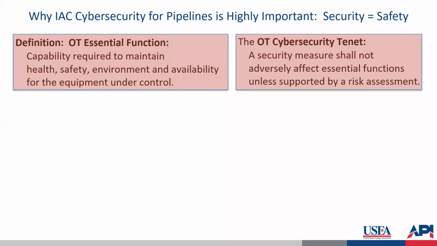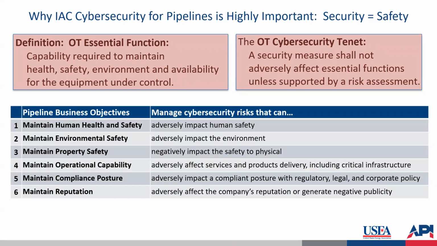Security is safety in OT. That exact same mentality, that exact same programs that you have should be adopted for security. And when you actually look at the business objectives of a pipeline and what you're actually trying to protect, the cybersecurity risk you're trying to manage, it's basically human health and safety, environment safety, property safety, operational capability. Now, find an IT system where those are their priorities.